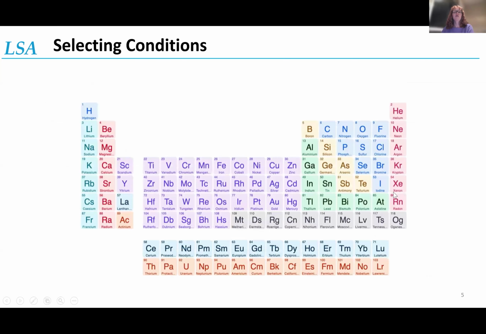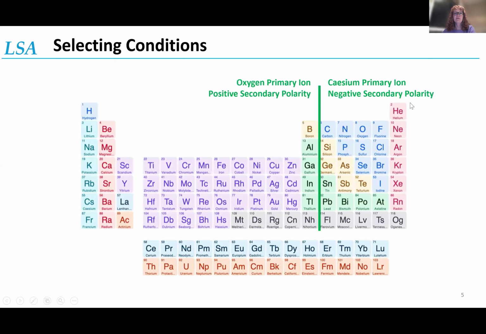Okay, so when we get samples, we have to select our conditions. We can choose between our primary ion source and our secondary sample current. If the elements that you're interested in tend to be on the right-hand side, we use a cesium primary ion beam and negative secondary polarity. And inversely, if it's on the left-hand side, we use an oxygen primary ion beam and positive secondary polarity.